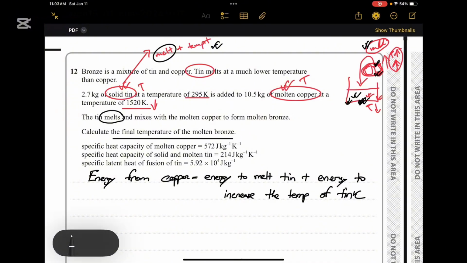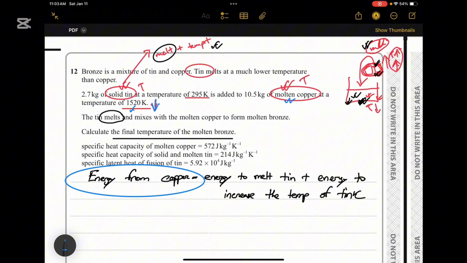First of all, let's figure out the energy from copper. Here we know that the temperature will decrease a little bit. Why will the temperature decrease? Because the molten copper will use its heat energy to melt the solid tin and then increase the temperature of the solid tin. So the temperature will decrease to a theta value, a value we don't know. So we will use the formula.